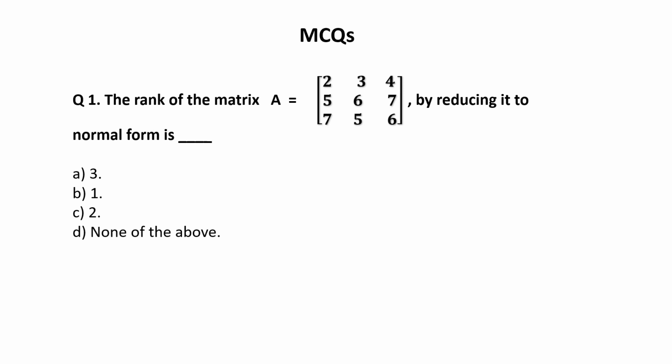After this, we have few multiple choice questions which will help you to know how much you have understood the topic. Here the question is the rank of the matrix A by reducing it to normal form is. That means there is a matrix given here. You can see a matrix is given. You have to reduce it to normal form. So you do it separately in a worksheet and then tick the correct answer. There are 4 choices given.